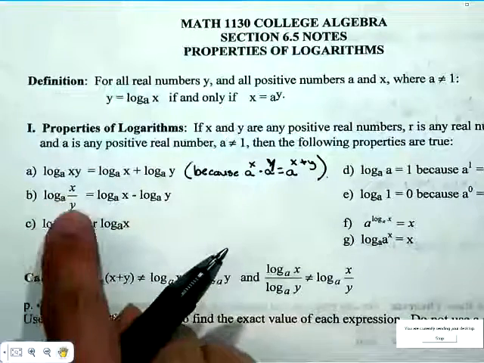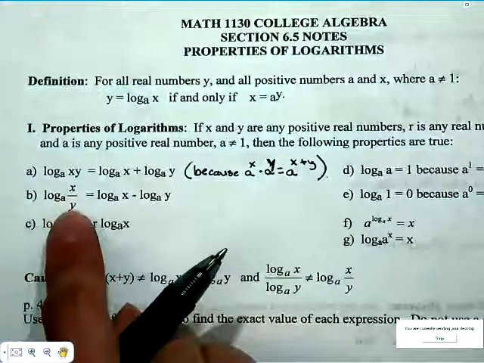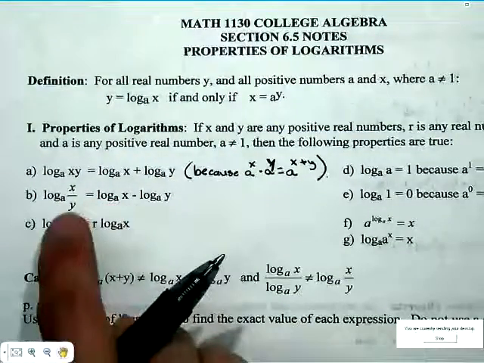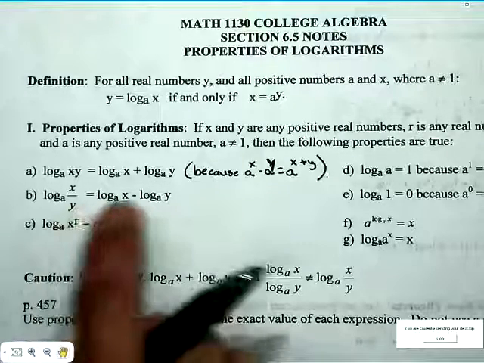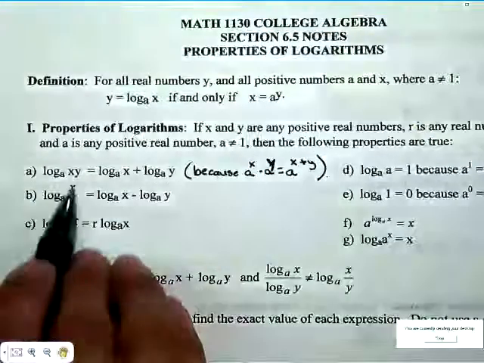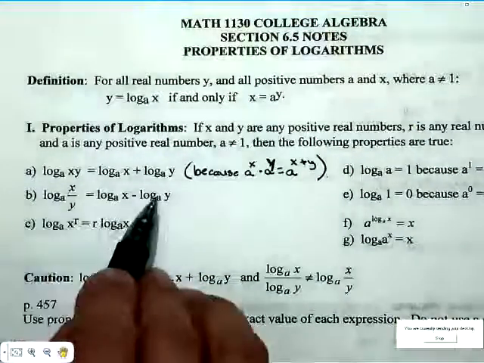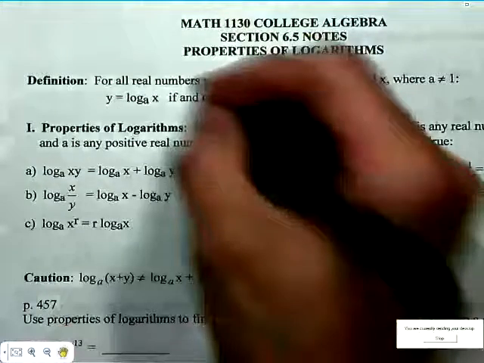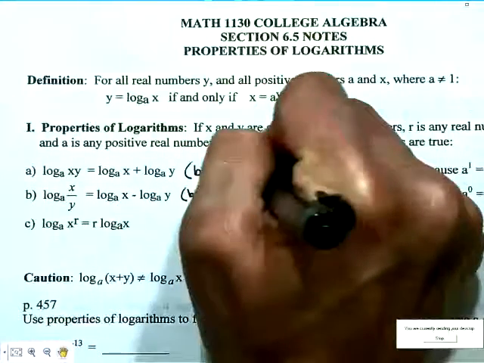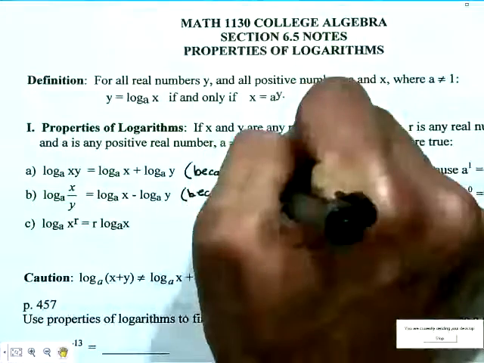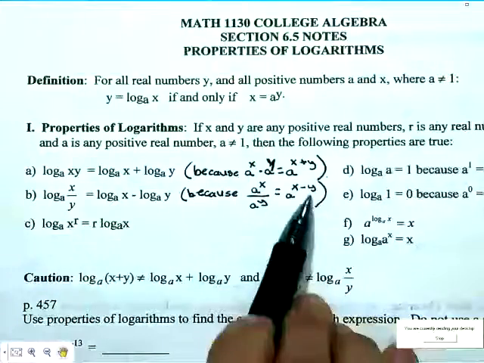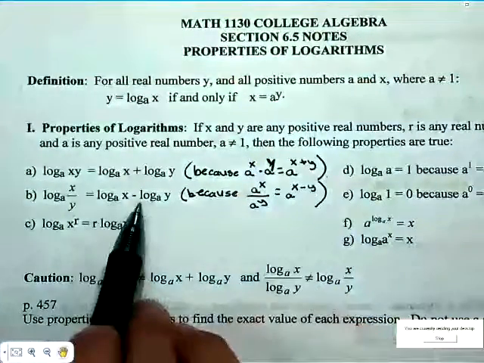The second property comes from the quotient rule of exponents. If you divide two expressions with the same base, you told me a minute ago you subtract the exponents. Bless you. You subtract the exponents. So when you have the log of a quotient, you can take it apart by subtracting the two logs. Because a to the x divided by a to the y is a to the x minus y. This says subtract the exponents. This says subtract the exponents.